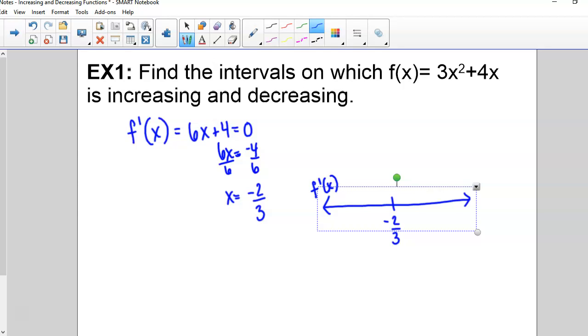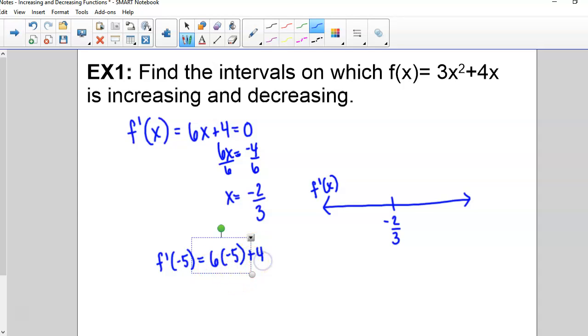Destiny, what number you want to go with? Okay. You could do that, but let's make life easier on ourselves. Let's pick a whole number. So negative 5. Okay. So if I pick negative 5, if I do f prime of negative 5, I get 6 times negative 5 plus 4. And that's negative 30 plus 4. I really don't even care what number it is. It's negative 26, but all I really care about is that negative. It's negative there.